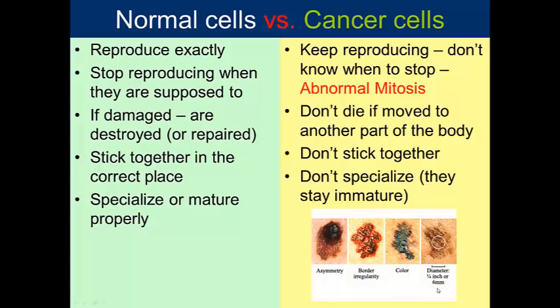So here's some pictures of skin cancer, and here are some ways you can sort of see if you have skin cancer. You can see an asymmetry. You can see irregularity in the border of the cell. The color is off, so it's dark. And they're large in diameter, so if they're 6 millimeters or larger in diameter, you should get them checked out.